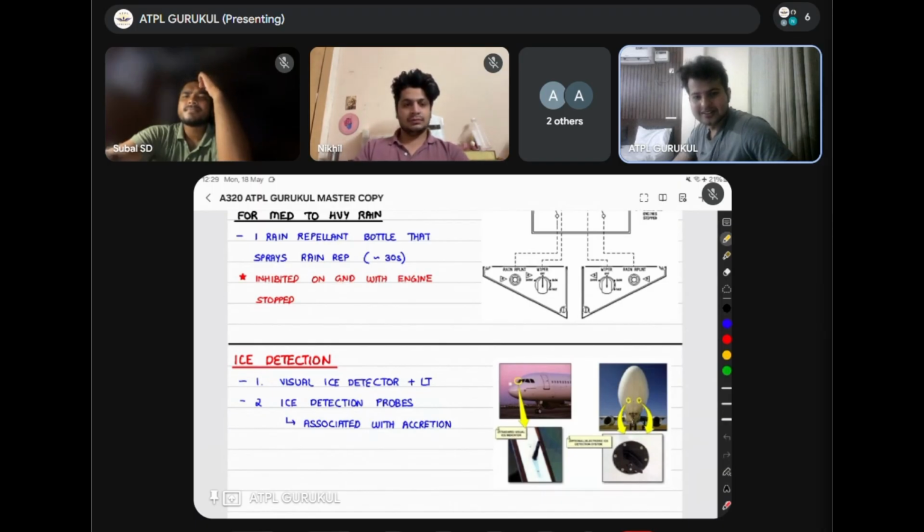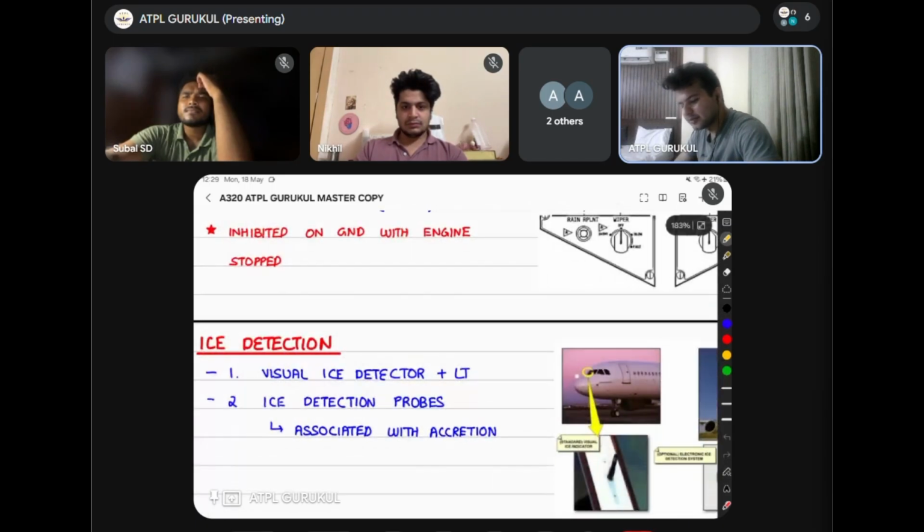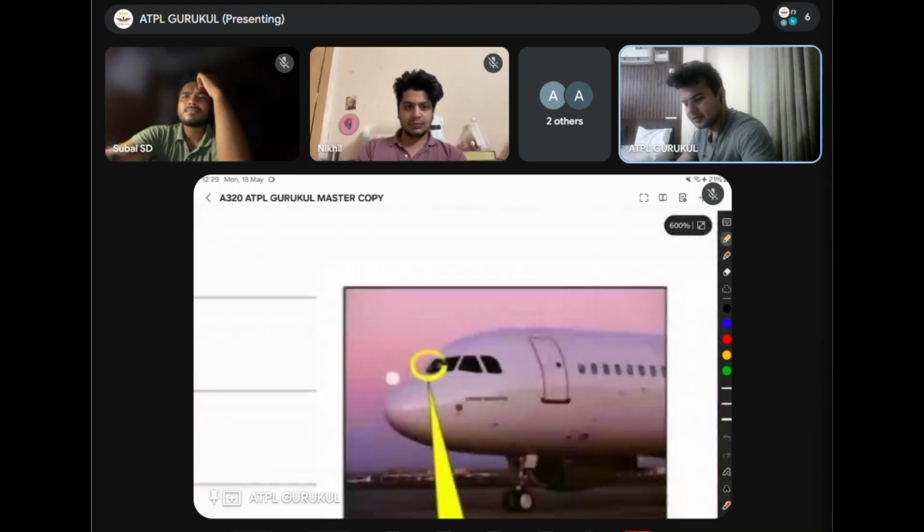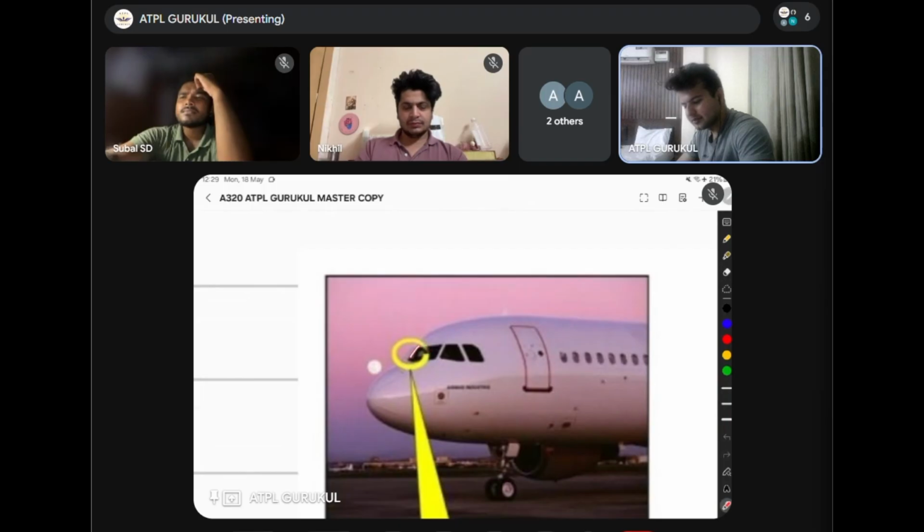Okay, see there are two different types of ice detection systems. There is a visual ice detection system. Okay, so in front of the cockpit, you see this. In front of the cockpit, you see this, दोनों कैप्टन फर्स्ट ऑफिसर के बीच की वाली लाइन.